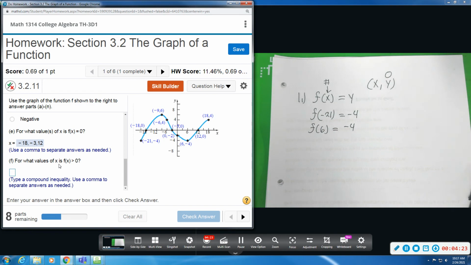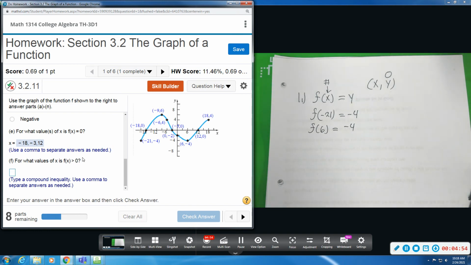Now, this next one wants to know what values of x. So again, we're looking for x values where y is greater than 0. So we want to know where the parts of this graph above the x-axis, which is greater than 0, the positive part. Now it says type a compound inequality, use a comma to separate answers. So when you do an inequality, we're going to be using the less than, greater than symbols.